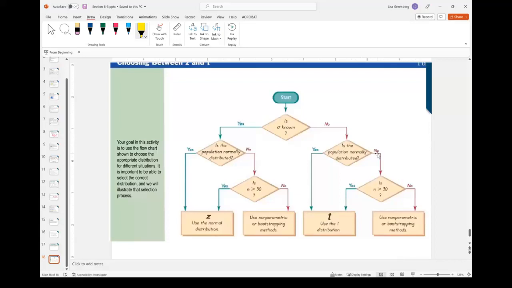If we say no, then we go this way. Well, is n greater than 30? If it is, we go back and use our t-distribution. If it's not, we use another method. So I think this really will help you decide between a Z and a T table.